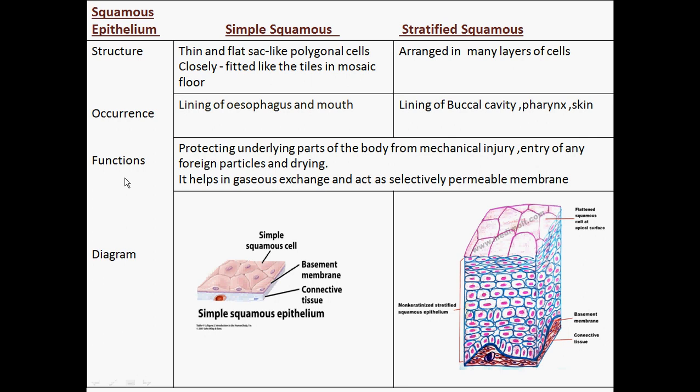Now the functions of the simple squamous epithelium and stratified squamous epithelium are that they protect the underlying parts of the body from mechanical injury, entry of any foreign particles, and drying. It also helps in gaseous exchange and acts as a selectively permeable membrane, as I told you earlier, because that is why it has a thin and flat structure. These are the figures of the simple squamous epithelium and stratified squamous epithelium.